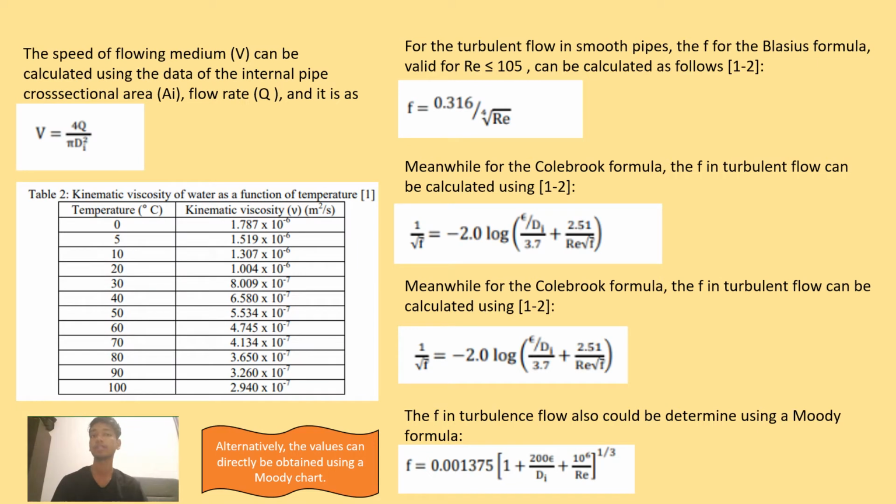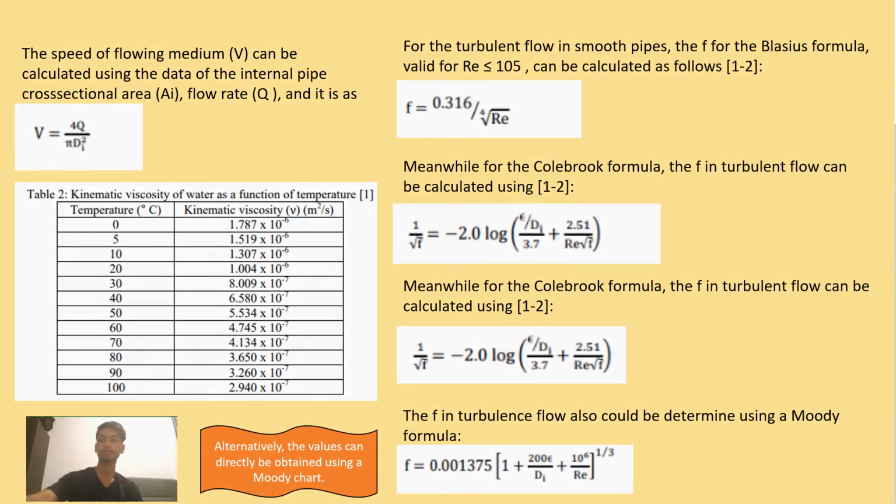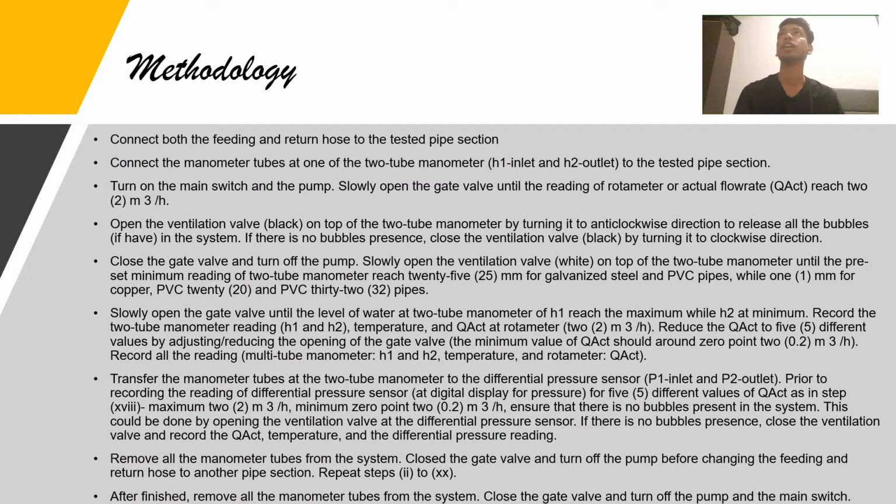For kinematic viscosity, we can refer to Table 2, the kinematic viscosity of water as a function of temperature. Then the speed of the flowing medium can be calculated by using the data of internal pipe cross-sectional area and flow rate, as we can see in the formula. For the friction coefficient, there are three types of formula involved, which are the Blasius formula, Colebrook formula, and the Moody formula, all of which have been attached in the slide. Or alternatively, we can directly obtain the value by using a Moody chart, which has been attached in the previous slide.